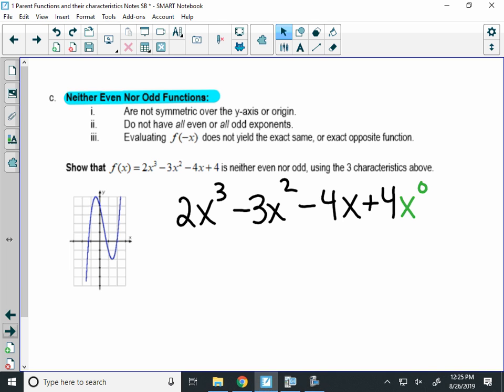Not too hard? No? Have you done even or odd before? No? You didn't even know equations could be even or odd. You thought that was just numbers. So equations can be even or odd.